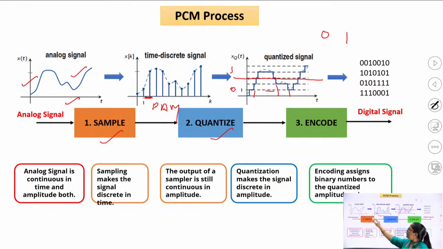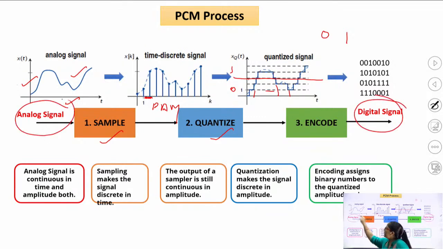So in sampling, we are discretizing our continuous signal in the time axis, and in quantization, we are discretizing our continuous signal in the magnitude axis. After that, we will assign binary, and then we will say our analog signal has been converted into a digital signal. So this entire process of converting an analog signal into a digital signal is called the pulse code modulation process, for digitizing voice signals.